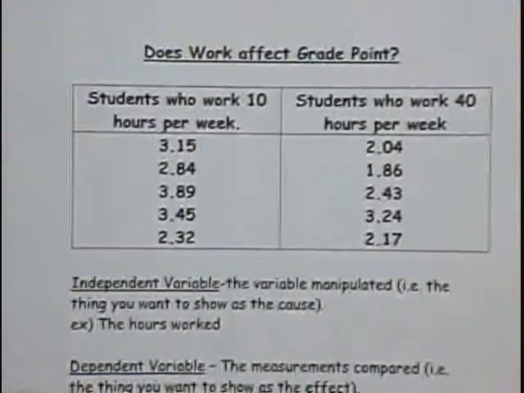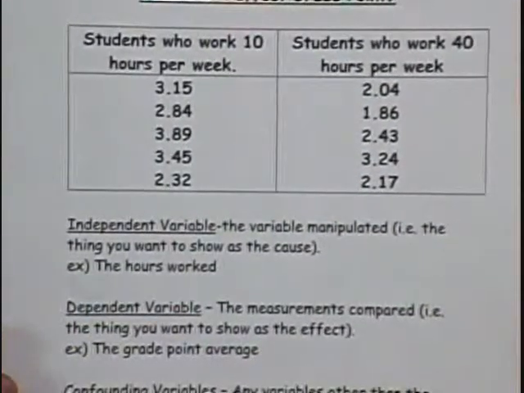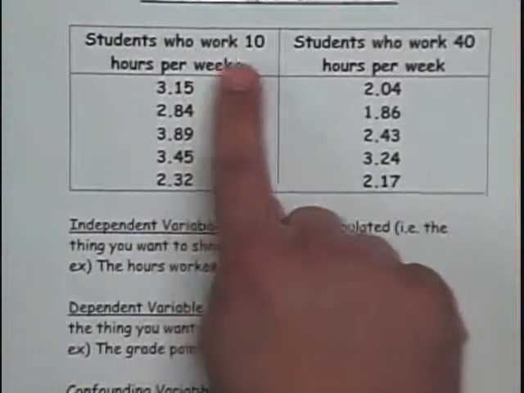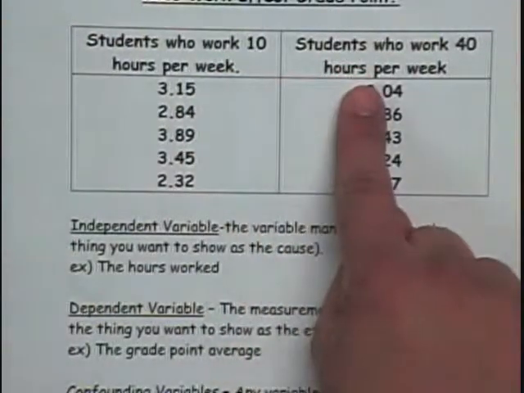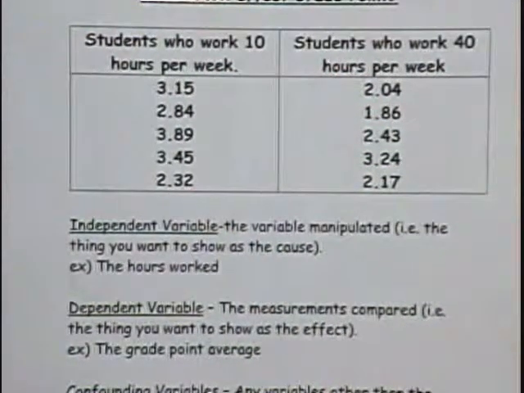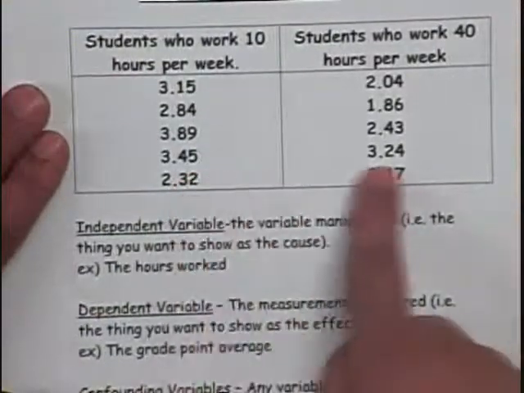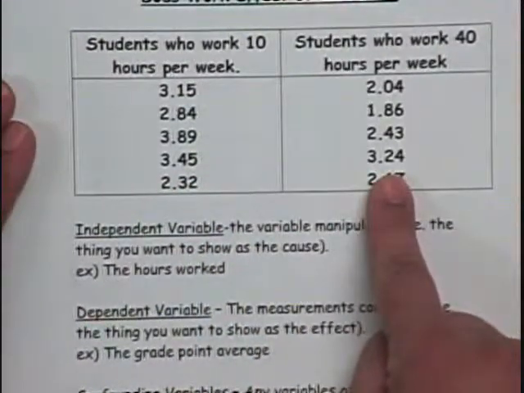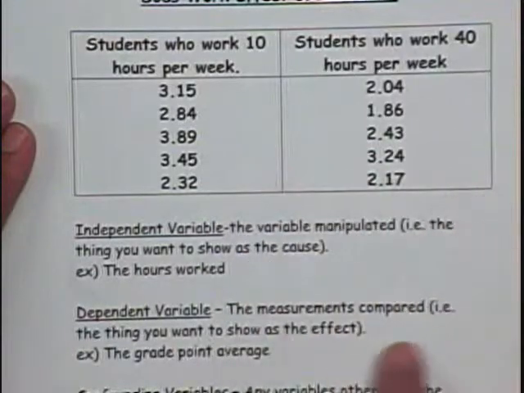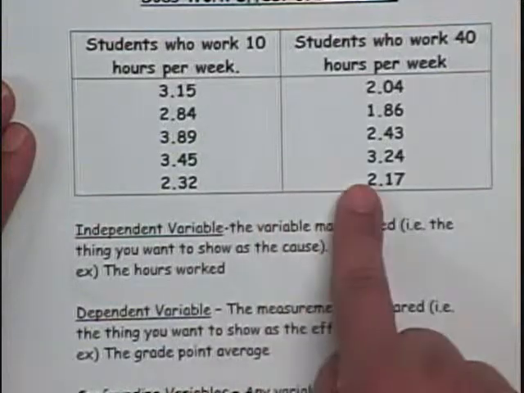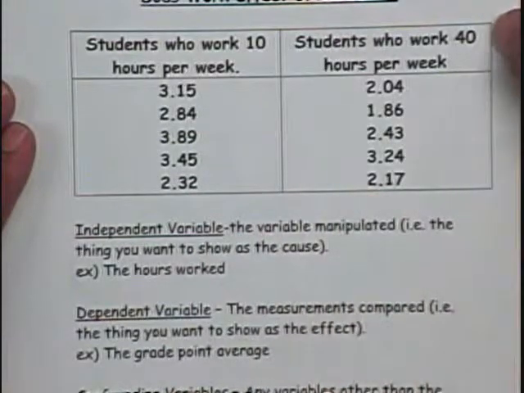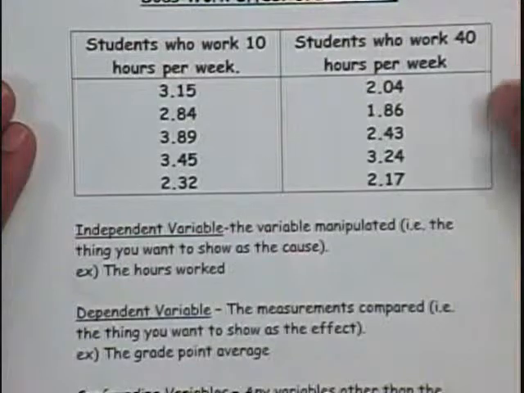Okay? So now, in an experimental study, the independent variable is that variable that you manipulate, the hours that they work per week. It's the variable that you want to show as the cause. The dependent variable is the measurements at the end of the experiment that you're going to compare to see whether or not there's a significant difference between them. So they're the things that you want to show as the effect. So the independent variable you can think of as the cause, the dependent variable as the effect.